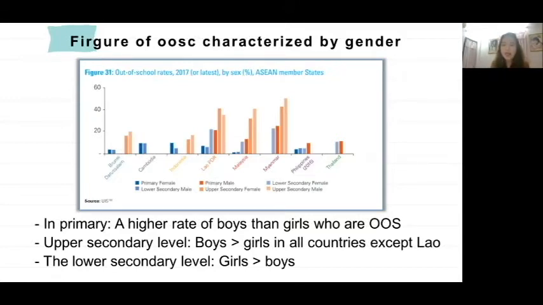As you can see, the chart here is about the figures of OOSC characterized by gender. We can see that at primary school level, there is a higher rate of boys than girls who are out of school. And at upper secondary level, there is a greater out of school rate among boys than girls in all of the countries except Laos here. And at the lower secondary level, it is the only group which has a higher rate of OOSC among girls than boys. So we can see that this description is a mixed picture.